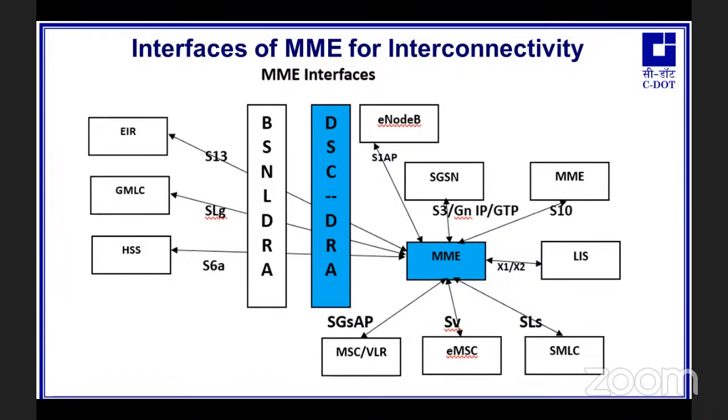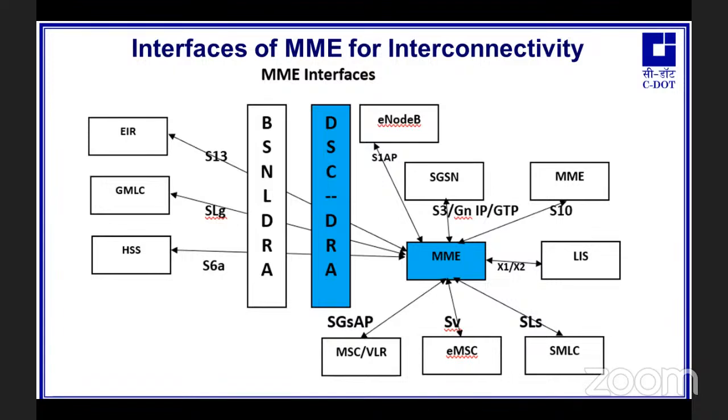We already covered the E-Node B connectivity between MME and E-Node B, that was over S1 AP interface. And SGSN, that is GP interface or S3 you can say. So for the data handover part. So these are the interfaces which are not related to diameter part.